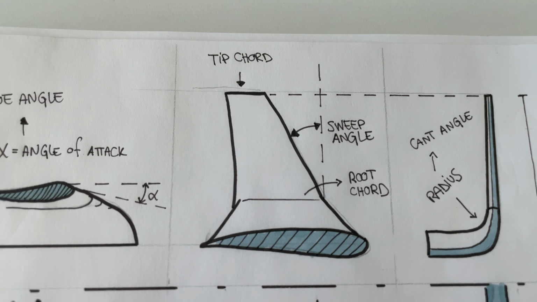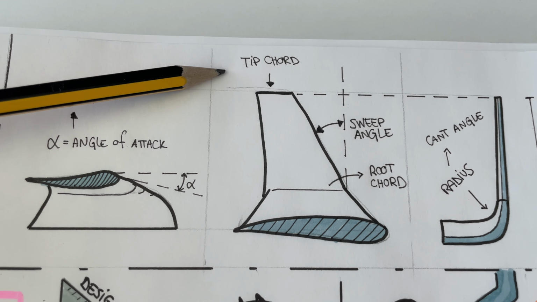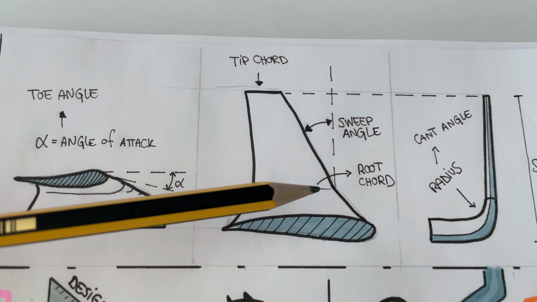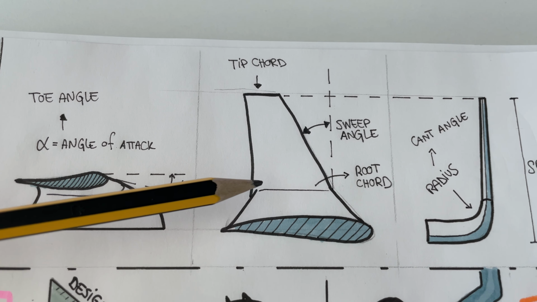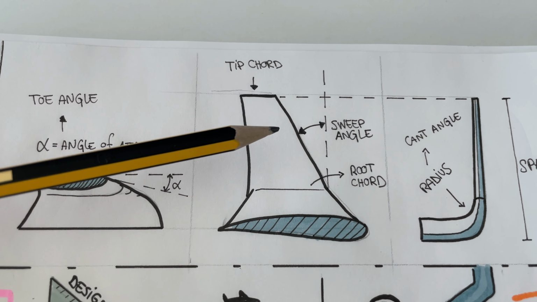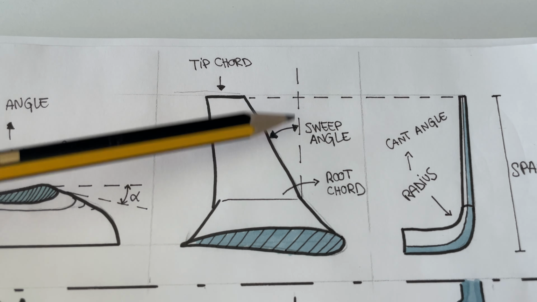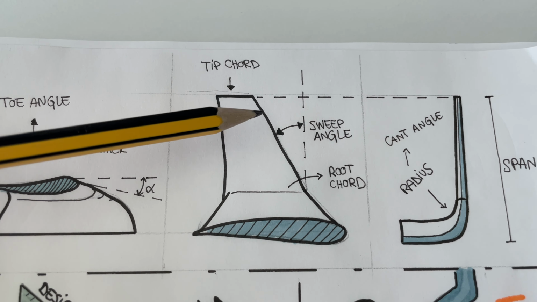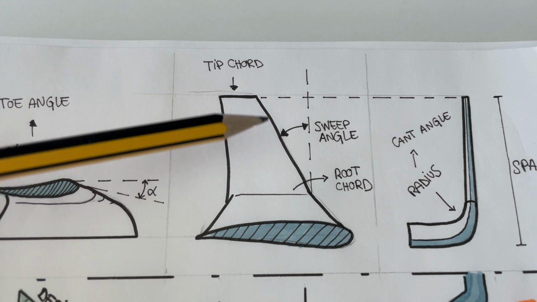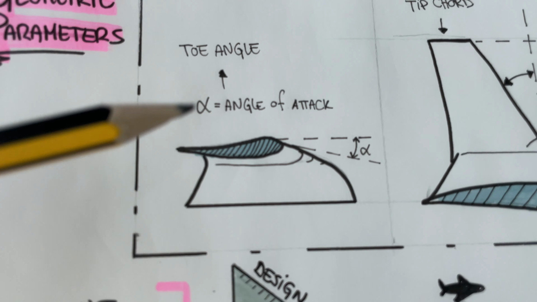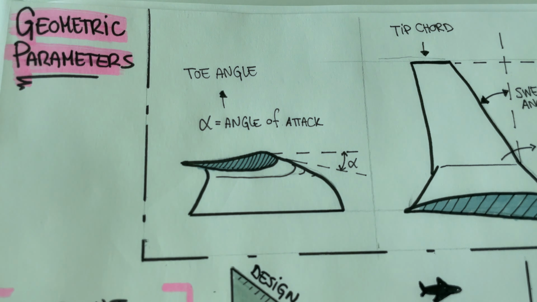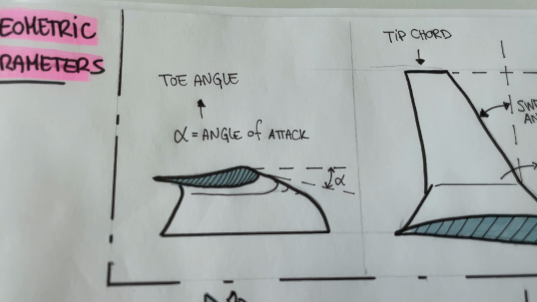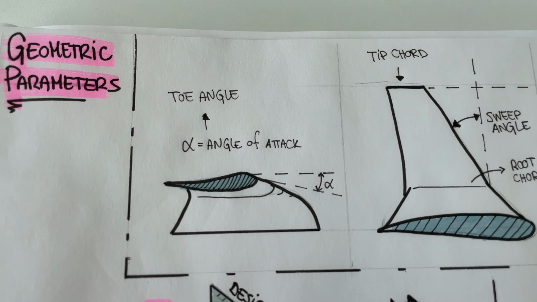Moving on, we have the tip chord and the root chord. So we have the taper ratio between the root and the tip, and also the sweep angle. That means how much backward or forward tilt the winglet itself has. And we also have the angle of attack, or toe angle, whatever you want to call it. And that is the angle of attack of the winglet itself.